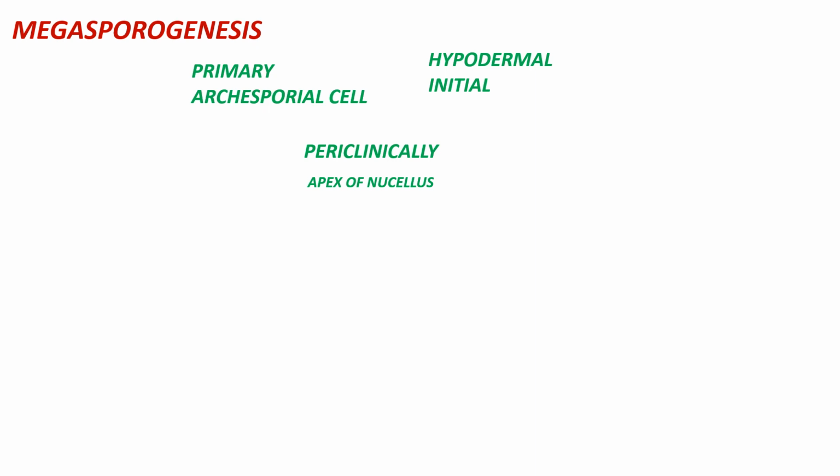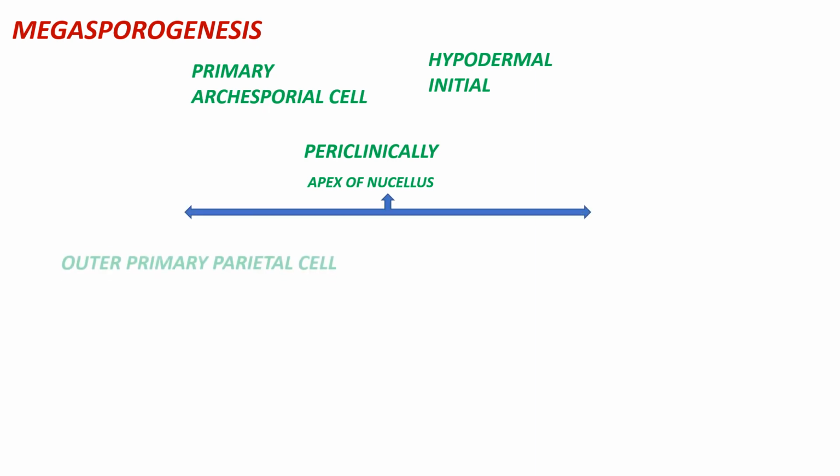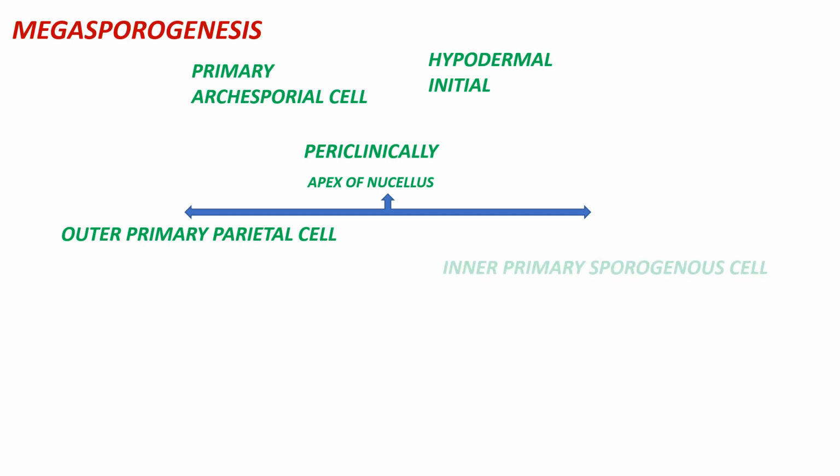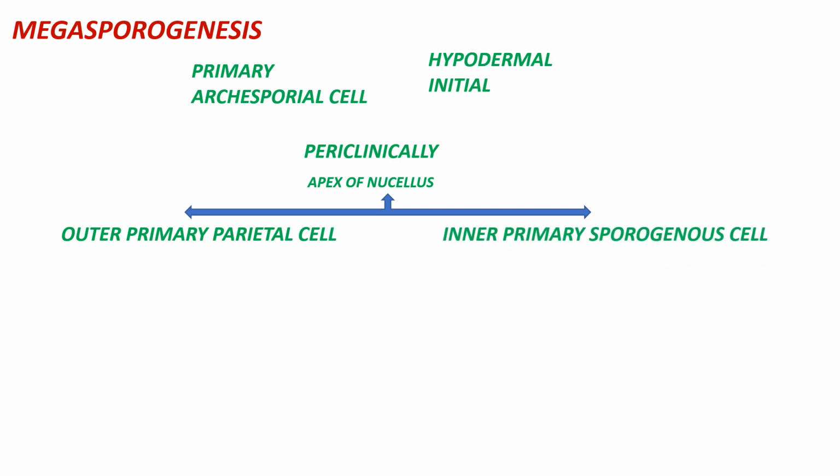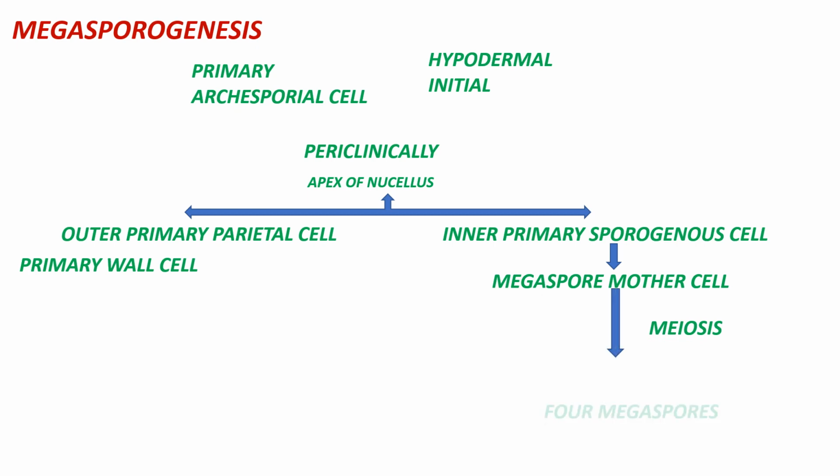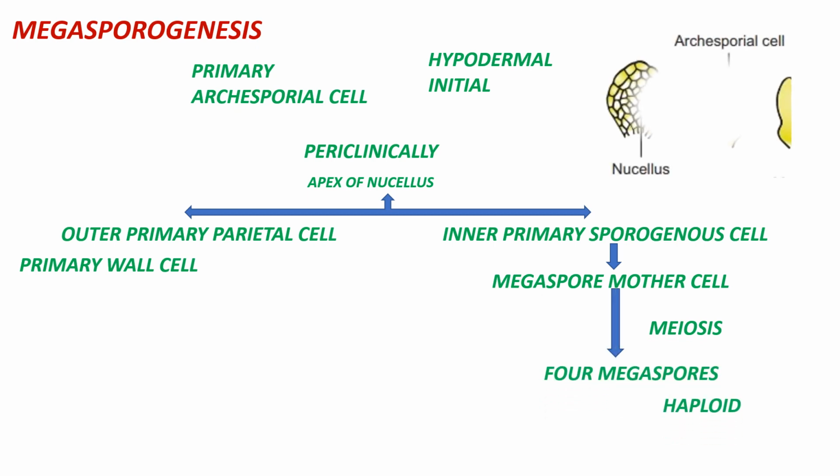This differentiation gives rise to different tissues. They are the outer primary parietal cell and the inner primary sporogenous cell. The outer primary parietal cell forms the primary wall of the cell. It may or may not undergo further divisions. The inner primary sporogenous cell directly behaves as the megaspore mother cell. This megaspore mother cell undergoes meiosis and forms four megaspores. These four megaspores are haploid in nature.